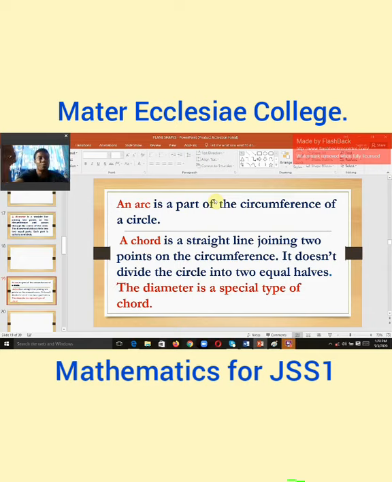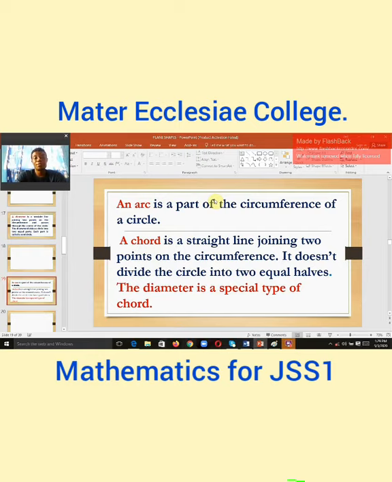So a part of the circumference is referred to as the arc. Don't worry, I'll use a diagram to illustrate all this. And then what's a chord? A chord is a straight line joining 2 points on the circumference of the circle. So it doesn't divide the circle into 2 equal halves.